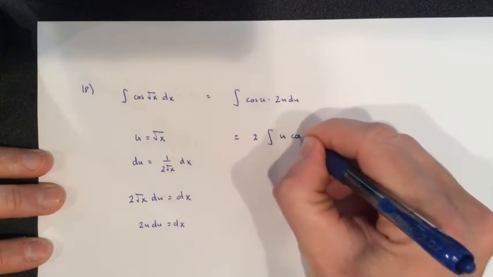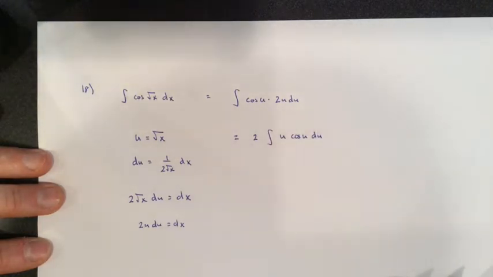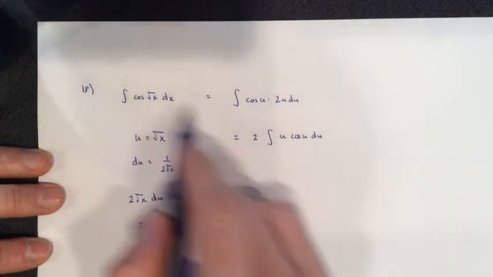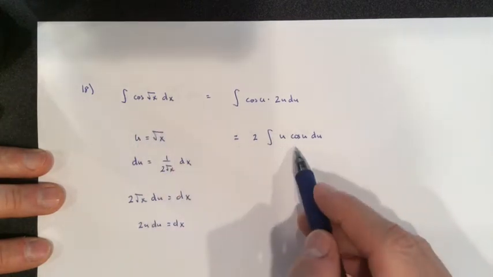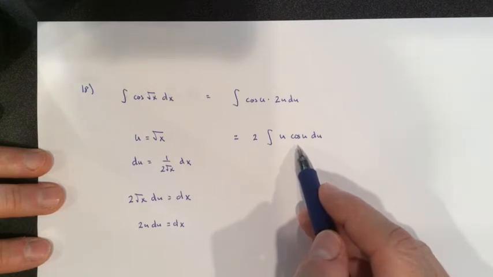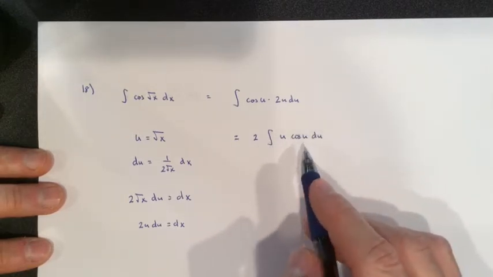Is u cosine of u du. Well, it might not look like it helped, but it did. This is a difficult integral. This integral we actually just got done doing on number 17. Number 17 is the exact integral. This is integration by parts.